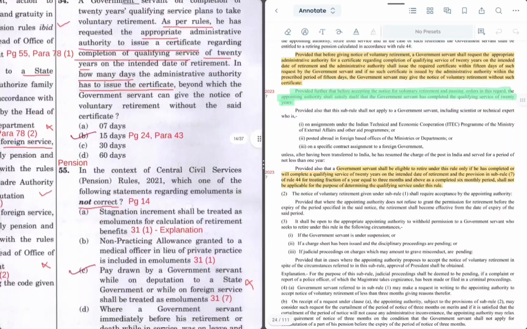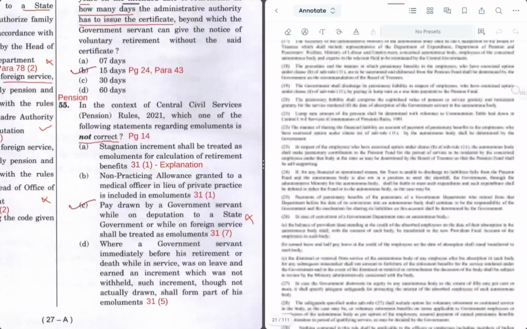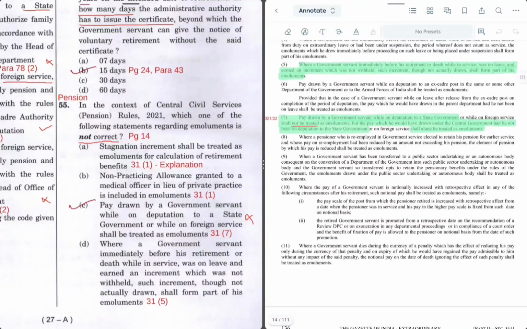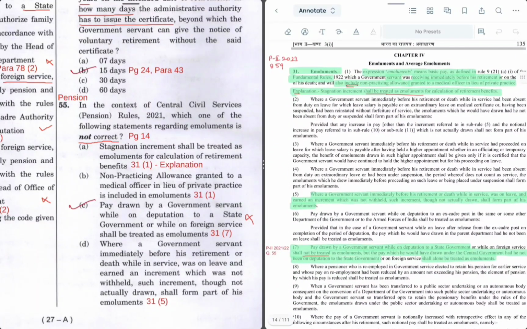Next question. In the context of CCS pension rules, which one of the following statements regarding emoluments is not correct? To answer this question, we'll go to page number 14, where emoluments has been defined in chapter 4. Now this question was repeated again in year 2023 as question number 59. So let's read out statement A. Stagnation increments shall be treated as emoluments for calculation of retirement benefits. So yes, in the explanation part of this it is written that stagnation increment will be treated as emoluments.